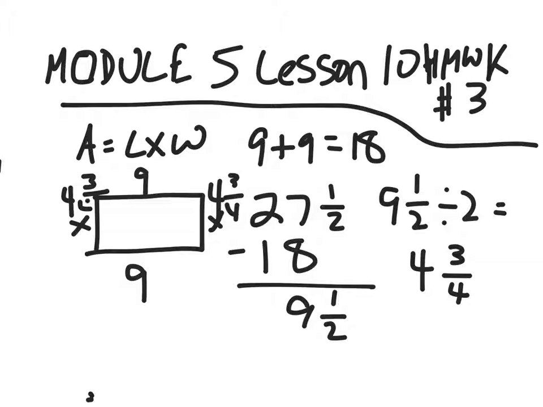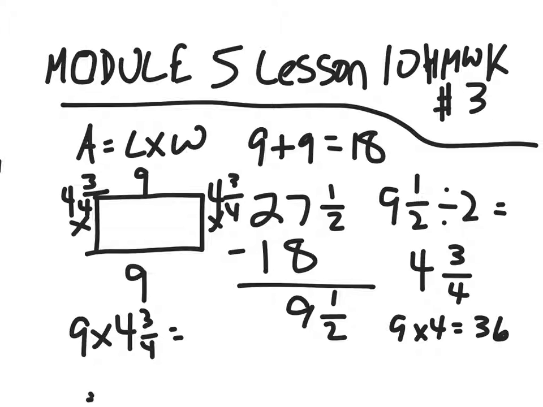Now we know that the area of a rectangle is length times width. So we're going to take our length times our width, and when we do that, we will get the area of the rectangle. The way we learn this in class is multiply the whole numbers first. So 9 times 4 is 36.